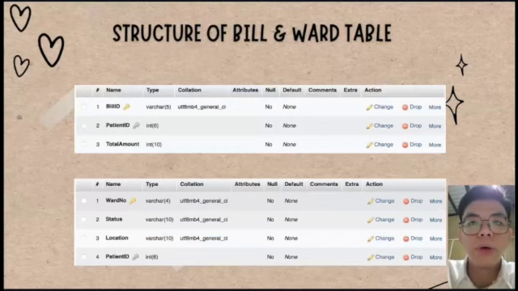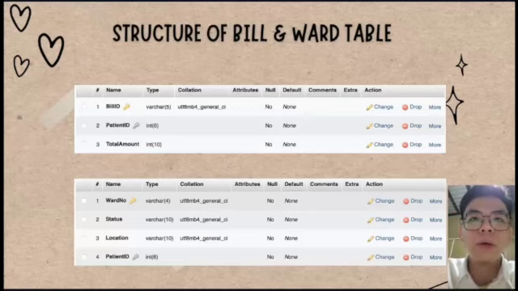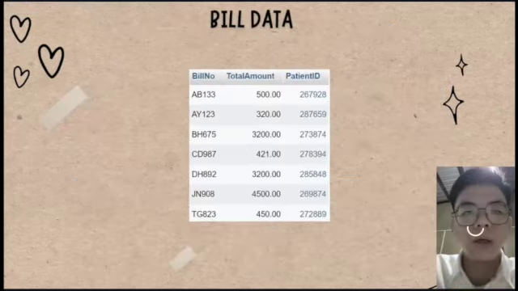The last 2 tables are bill table and ward table. This is the structure of it. Bill ID as the primary key, patient ID as the foreign key, and total amount as the normal key for bill table, and then ward number as the primary key, and status and location as the normal keys, and lastly the patient ID as the foreign key for this ward table.